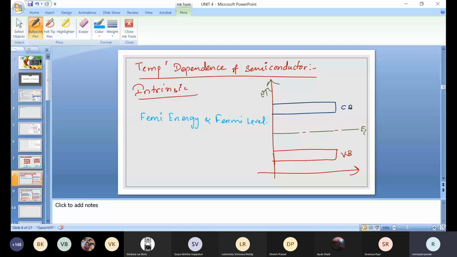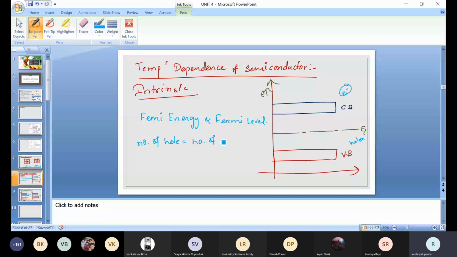In the case of an intrinsic semiconductor, whatever number of free electrons the material possesses, that many holes will be present in the valence band. So I can say that in an intrinsic semiconductor, the number of holes is equal to the number of free electrons.